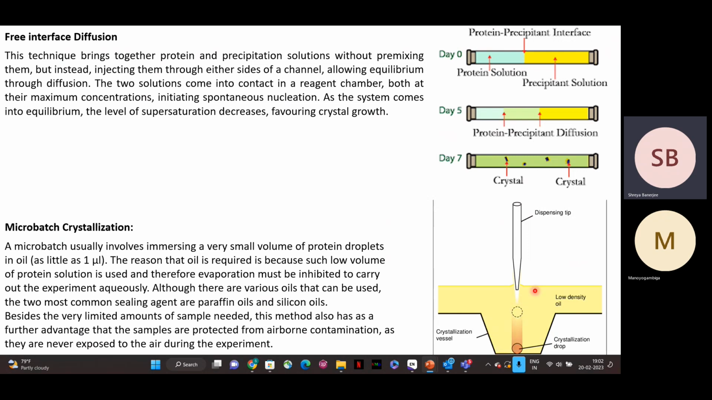The advantage of this method is that a very small amount of sample is enough. And also, since in this process the protein is not exposed to air the whole time, it is directly just immersed in the oil, and so the protein is protected from airborne contamination. So microbatch crystallization is a method of crystallization, and it is generally used when you have very small amounts of the protein.